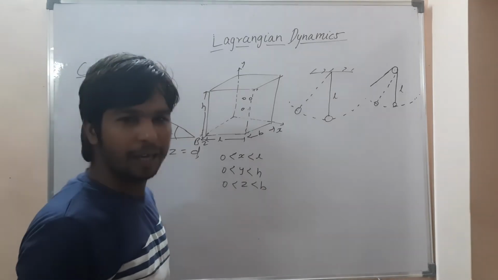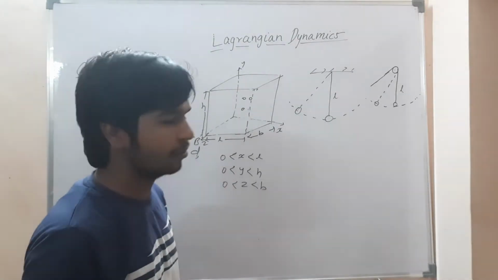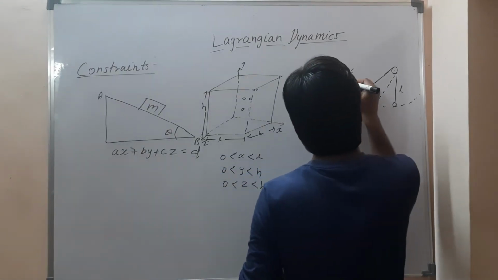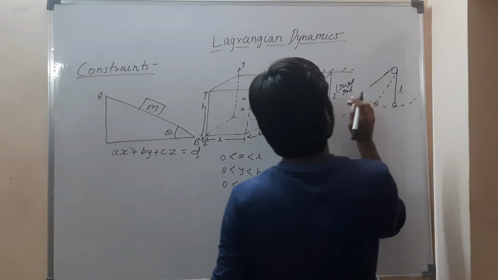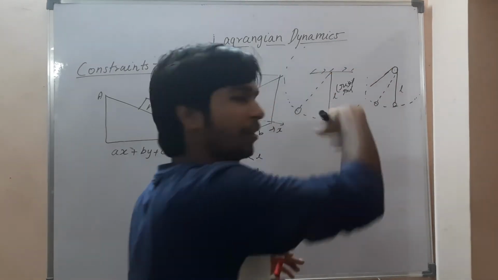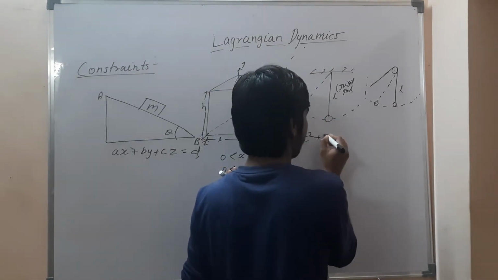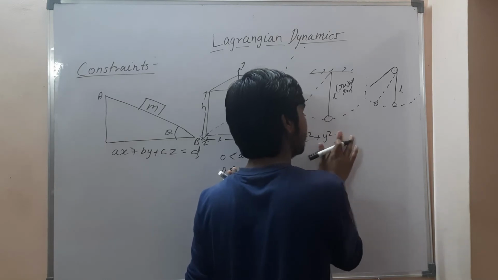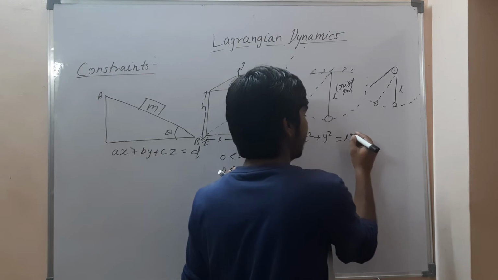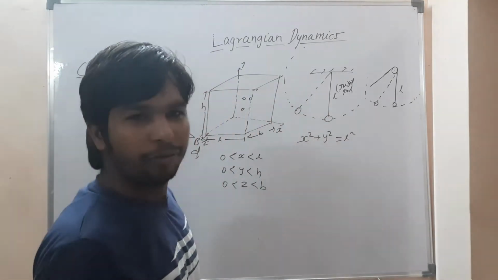Can we write some equation or expression like this? If I say that this is a rigid rod, it will follow the same path, a circular path. What can I say? I can say that x square plus y square is equal to L square, where the length L is constant. What about the fourth example?